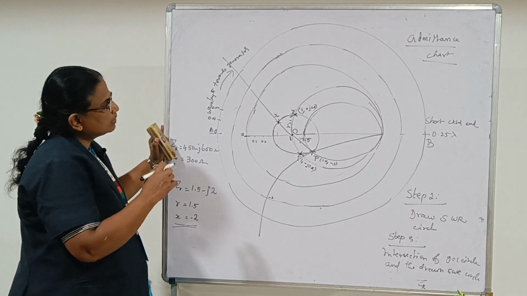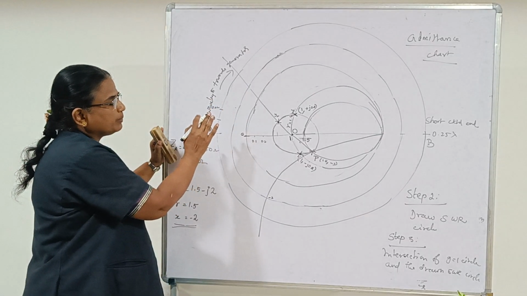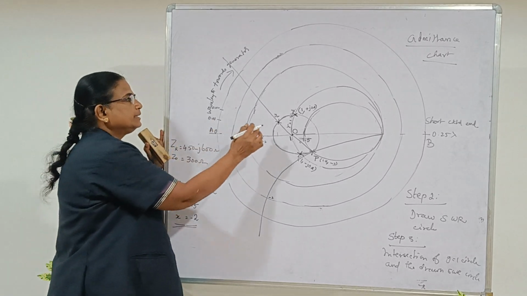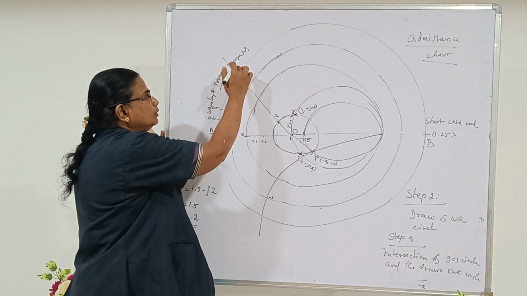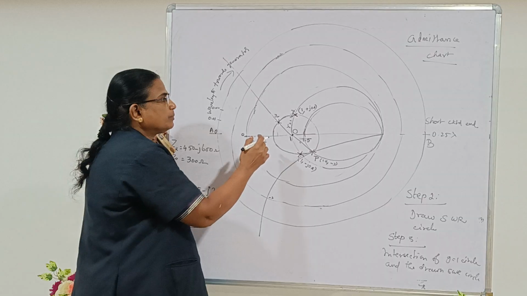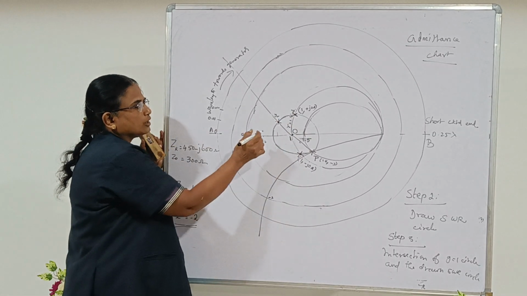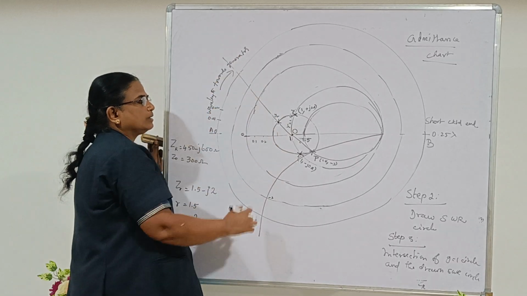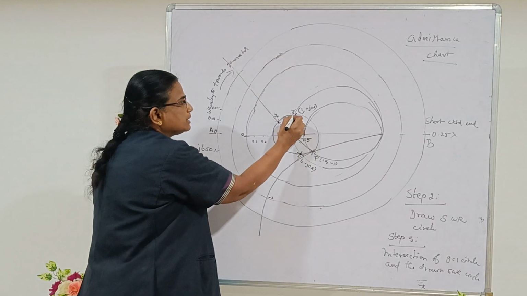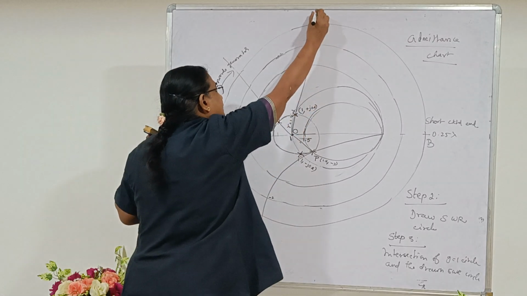Now we have to locate or place the stub closer to the load. So here is the load admittance. You move from the load in the clockwise direction and locate the intersecting point which comes first. Here is this load admittance YR. When you move in the clockwise direction, this intersecting point comes first. So you join it with the center and extend it.